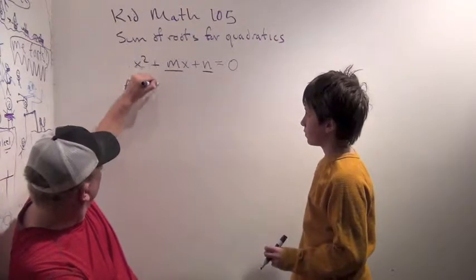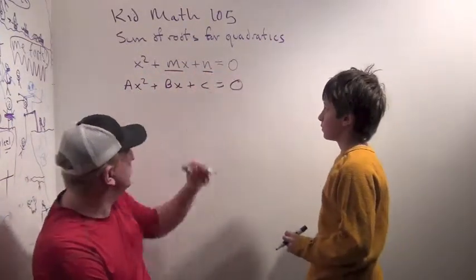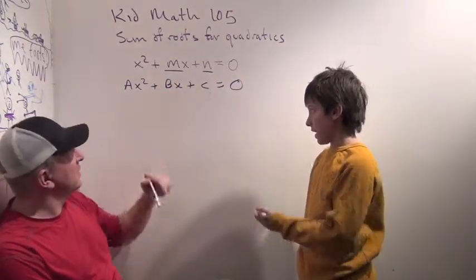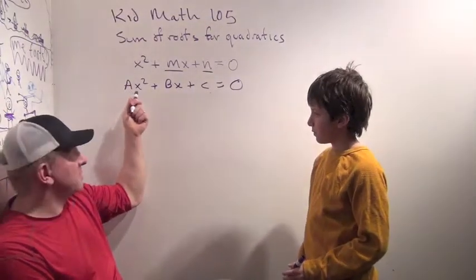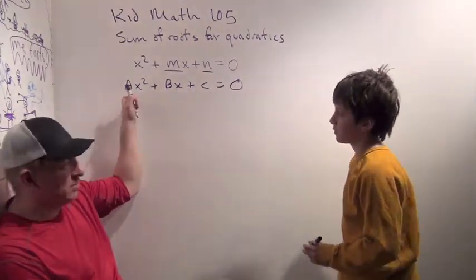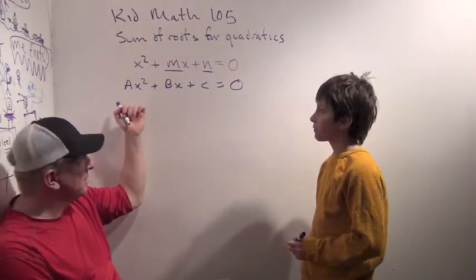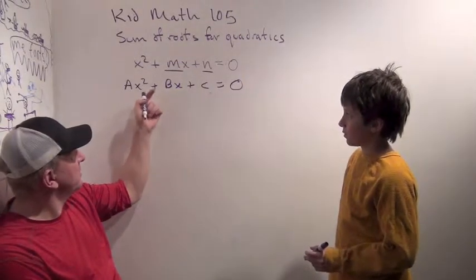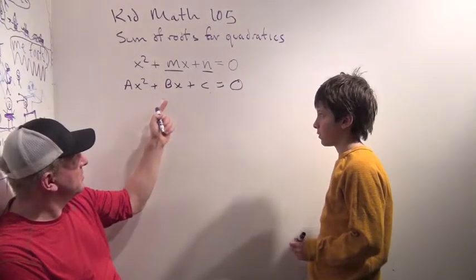Ax squared plus bx plus c equals 0. And there are two ways to find the sum of the roots. One thing you could do is divide by a, assuming a is not equal to 0. Since we're talking about a quadratic, a is not equal to 0, because otherwise it's not a quadratic. If I divide everything by a, I get the sum of the roots is minus b over a.